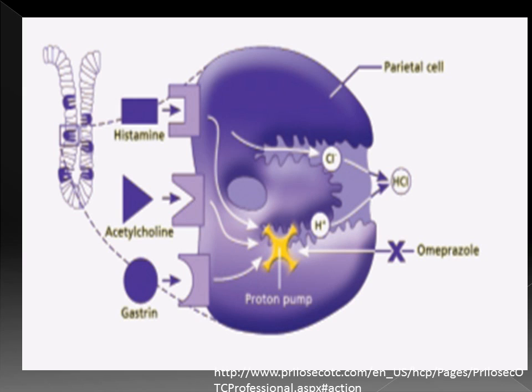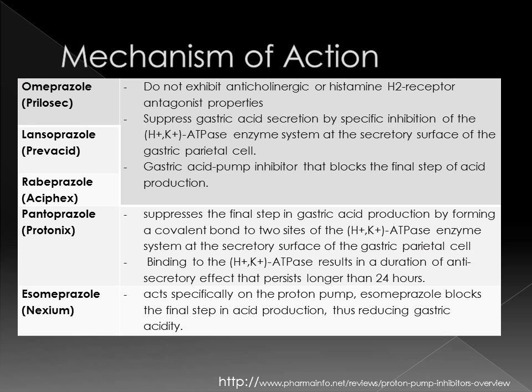From this diagram, you realize that there are three different pathways that produce acid in the stomach. There's the histamine pathway, the acetylcholine pathway, and the gastrin pathway. All three pathways end up with a proton pump, which is the final step for the acid to be secreted into the stomach.